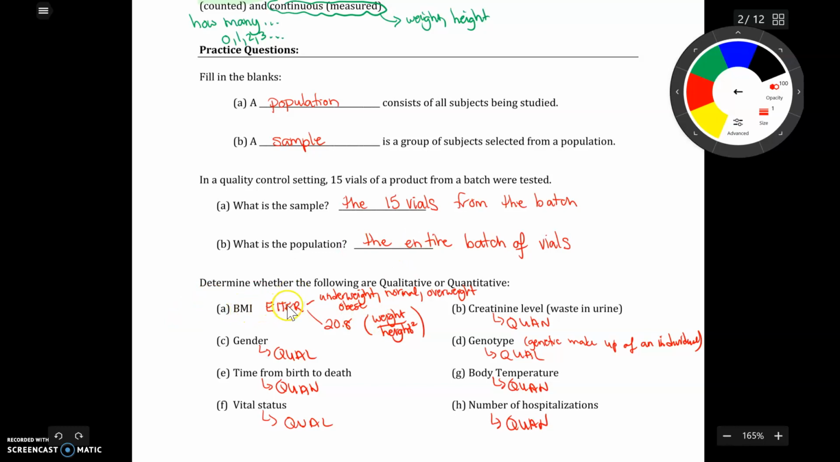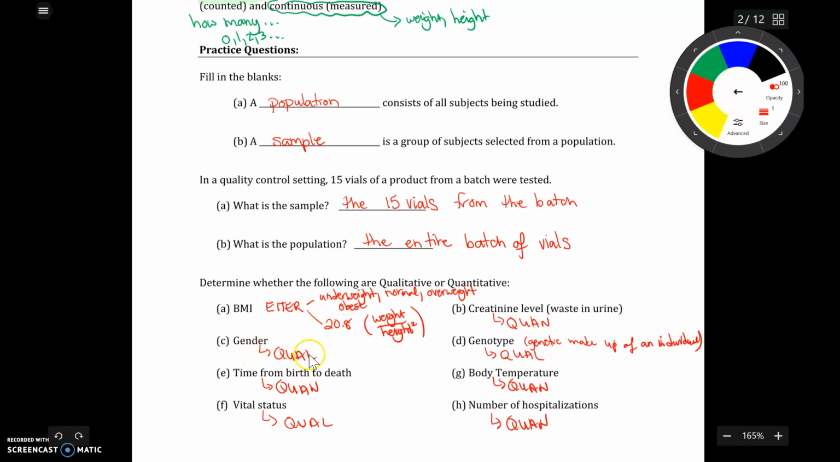As far as whether the following variables are qualitative or quantitative, BMI is a tricky one to start with because it can actually be either. It can be qualitative when we use terms like underweight, normal, overweight, and obese to categorize people's BMI. When we actually measure BMI, where we take a weight and divide by the height squared, we're getting a number, and so in that case, it's quantitative.